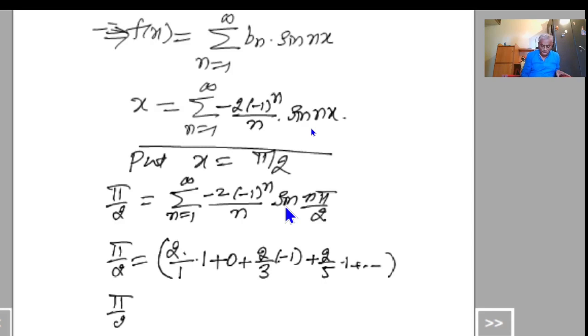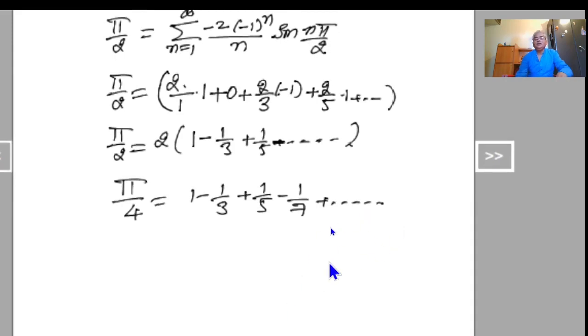So pi by 2 is equal to, here I will take 2 as a common factor, then we write 1 minus 1 by 3 plus 1 by 5 and minus, plus and so on. Taking the cross multiplication, we write pi by 4 equal to 1 minus 1 by 3 plus 1 by 5, similarly minus 1 by 7 plus, minus and so on. So this is the required deduction: pi by 4 equal to 1 minus 1 by 3 plus 1 by 5 minus 1 by 7 and so on.